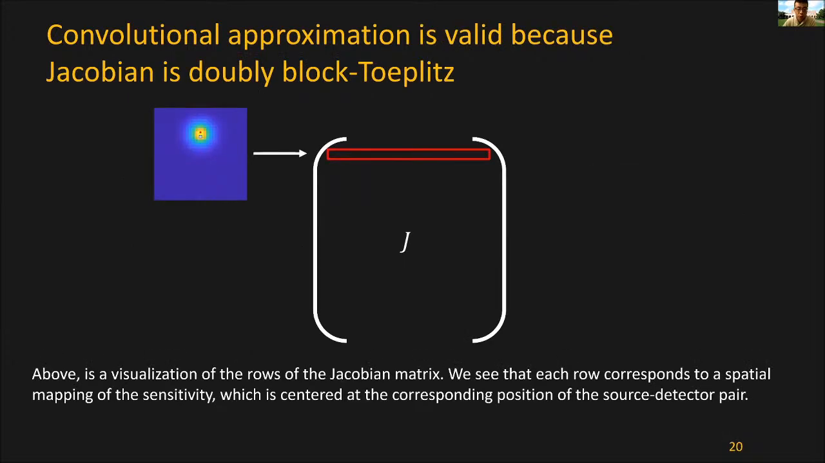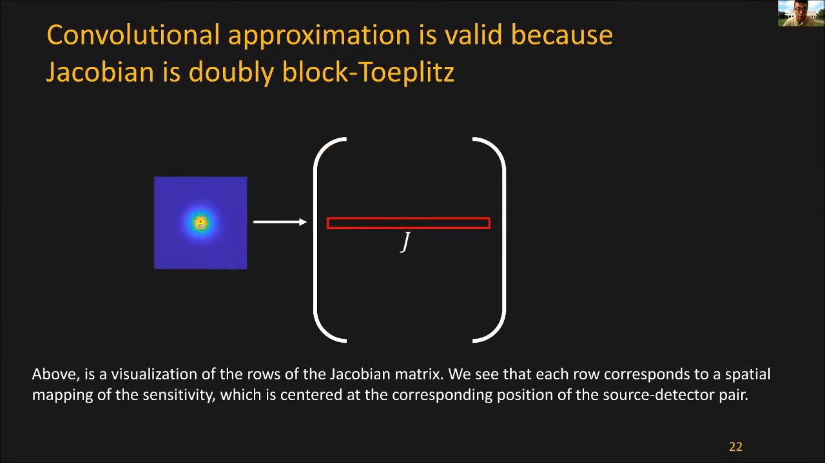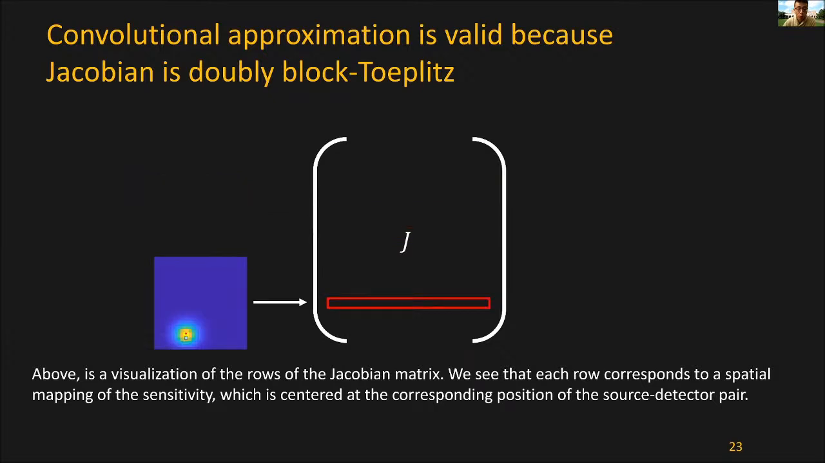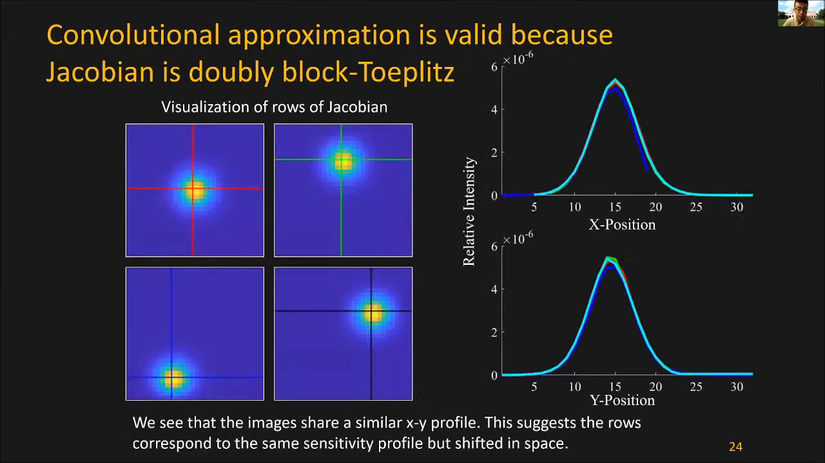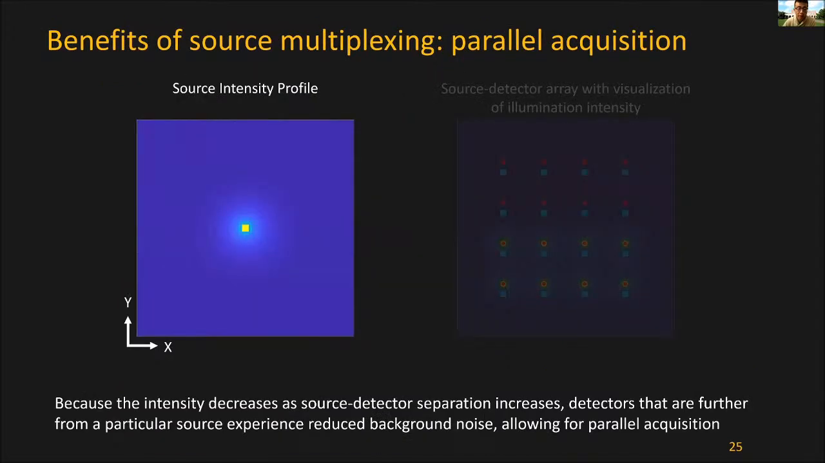To show that this convolutional approximation is valid, we want to demonstrate that the Jacobian is Toeplitz. We do this by visualizing the rows of the Jacobian. Each row corresponds to the sensitivity profile for a particular source detector pair. For each row, we see roughly the same sensitivity profile with a spatial shift corresponding to the position of the source detector pair.